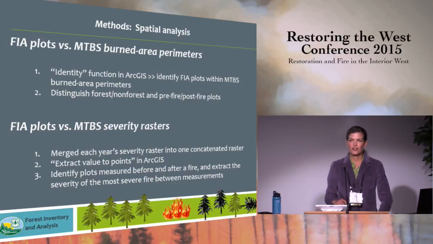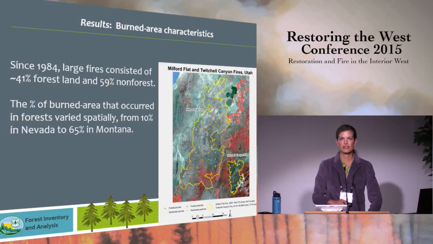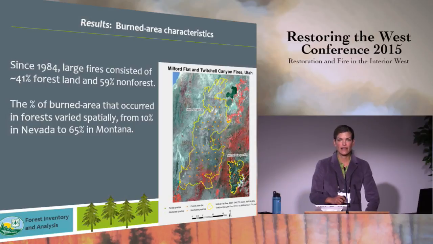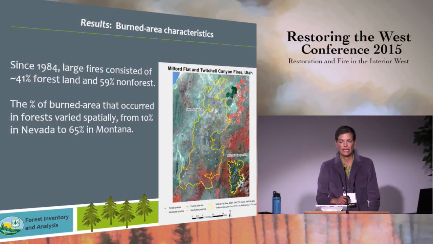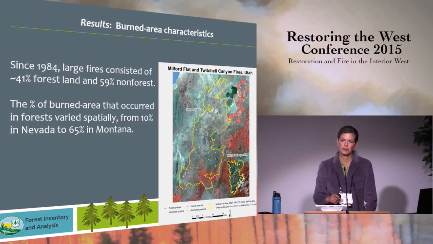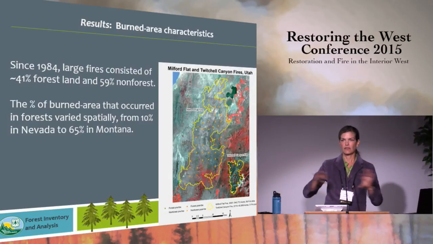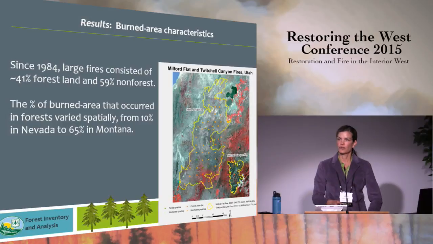So what we learned first in terms of burned area characteristics, since 1984, across these 8 western states, about 41% of the burned area was on forest land. That varied quite a bit spatially, from 10% in Nevada to about 65% in Montana. And the two fires that you see on the right, the Milford Flat and Twitchell Canyon fires, sort of represent two opposites of the spectrum, the Milford Flat being almost no forest and Twitchell Canyon having quite a bit of forest land within the fire perimeter.